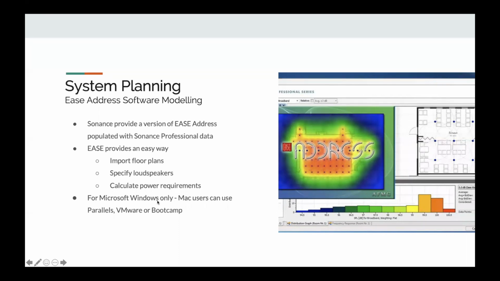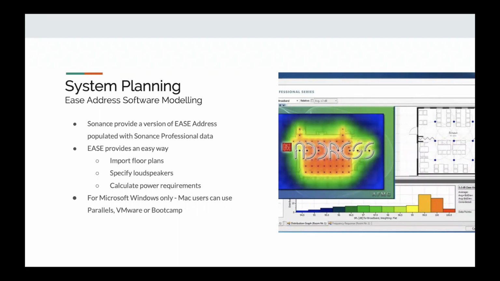Ease and Cisco are both Microsoft Windows only products. If you want to use it in a Mac, which I do, you can use Parallels, VMware, or Boot Camp. It works absolutely fine, even across networks. There's no issue with that.